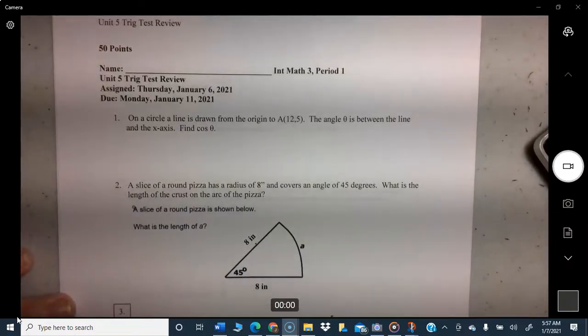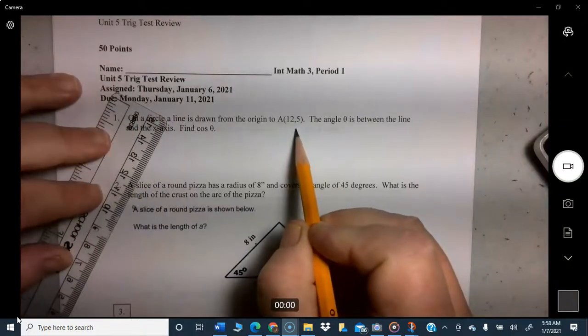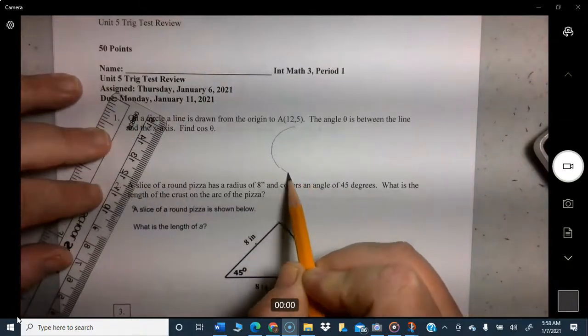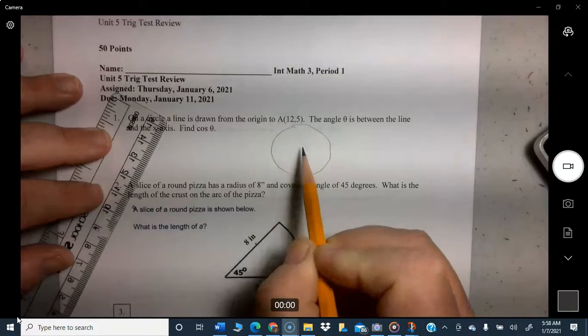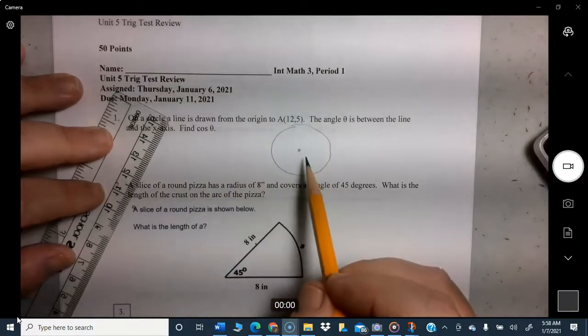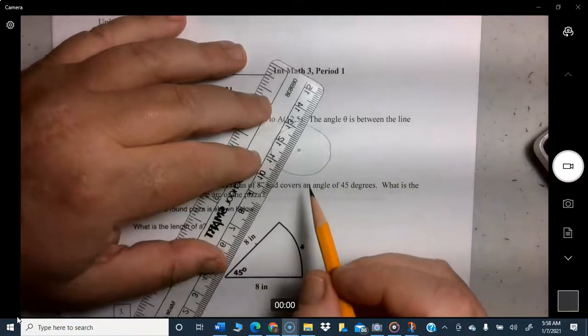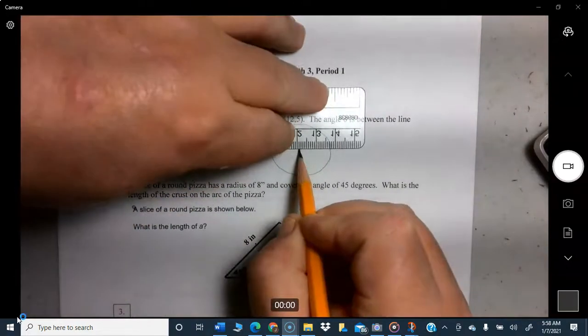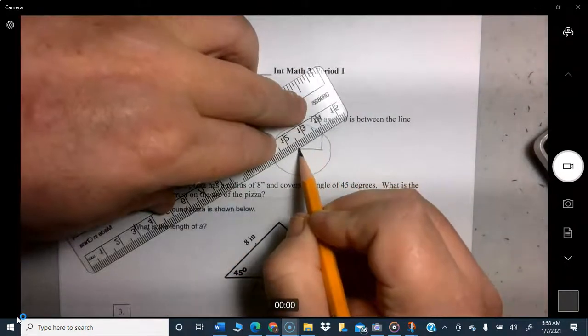So number one, on a circle, a line is drawn from the origin to a point (12, 5). The angle theta is between the line and the x-axis. Find the cosine of theta. All right, so if we draw a circle, and these are both positive numbers, so it's going to be over here in the first quadrant, and it's going to look like this. This is not a unit circle.